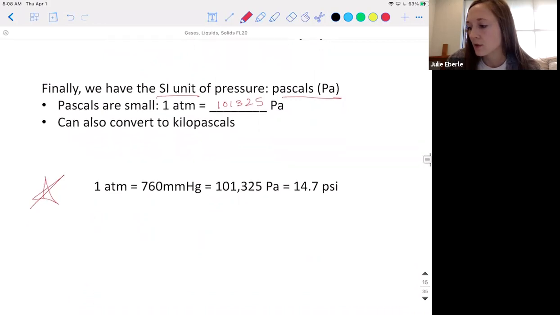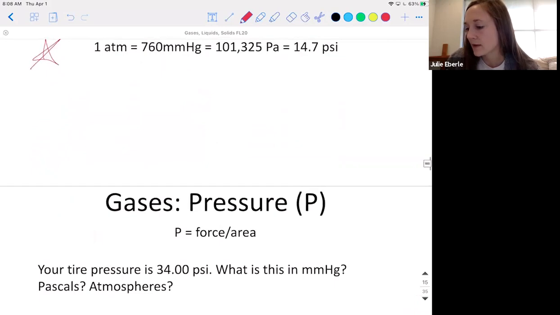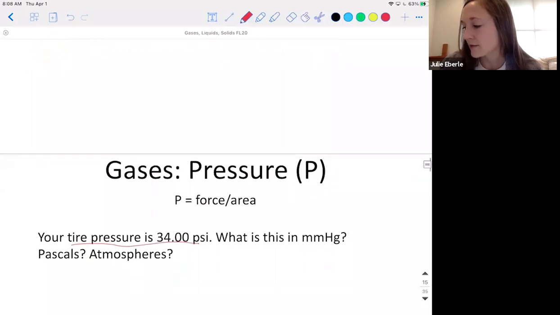All right, so we're going to do one quick conversion problem. We were talking about tire pressure. You guys had all kinds of stories with your tires, all kinds of vehicle mishaps Tuesday. I'm sure I didn't even hear all of them. What is this in millimeters of mercury, pascals, and atmospheres?